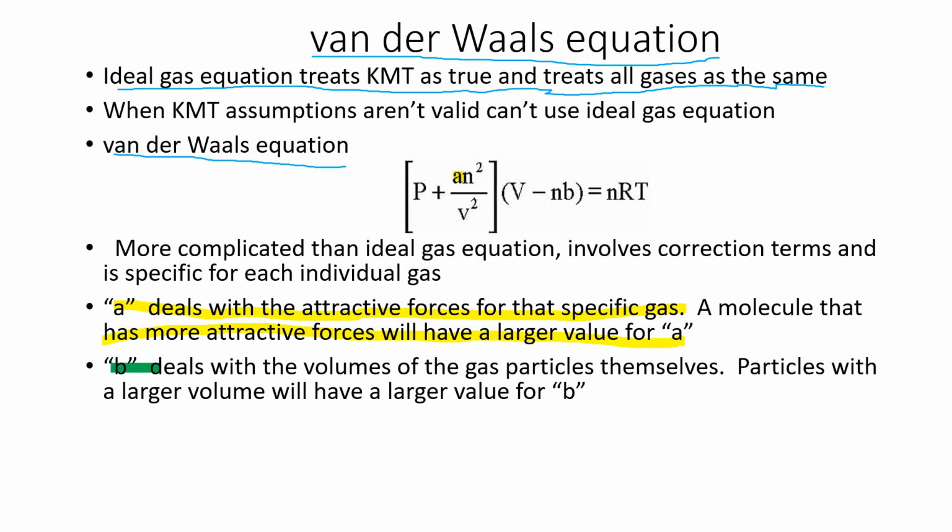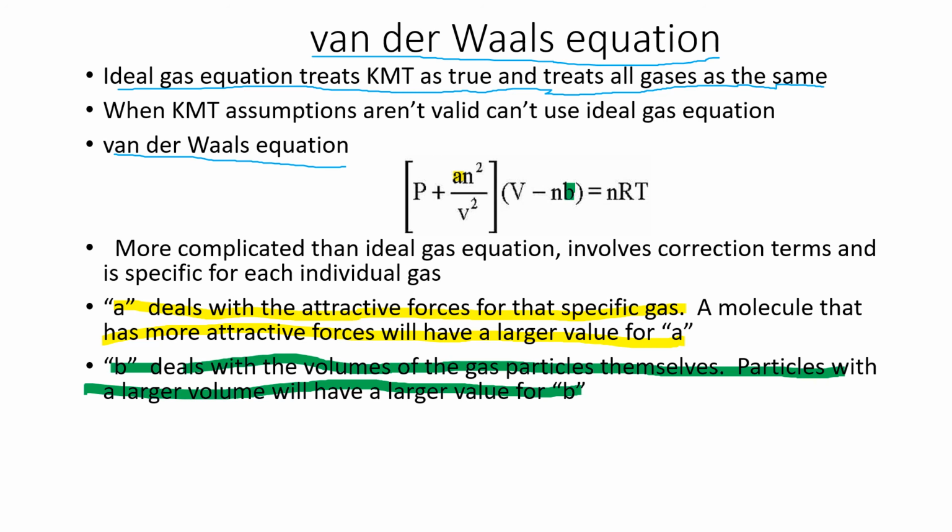The b deals with the volume of the particles themselves. Particles with a larger volume will have a larger value for b. So if you look at the b values, they're going to be different depending upon what gas particle you're actually dealing with. The larger the particle is, the larger the b value will be. The smaller the gas particle is, the smaller that b value will be. So the van der Waals equation takes those things into account.